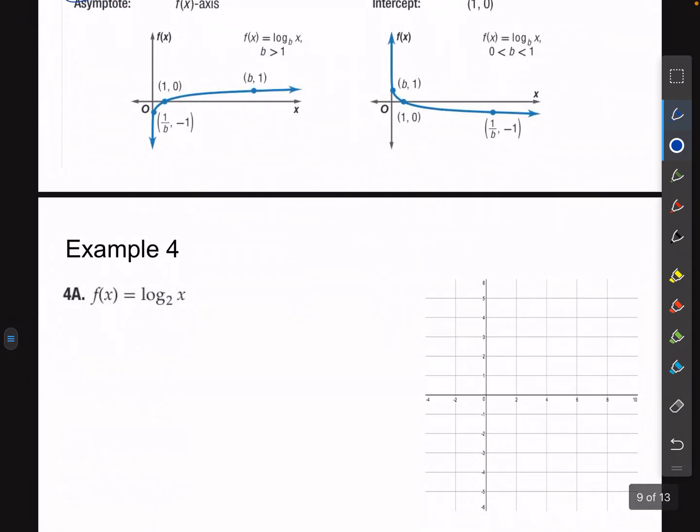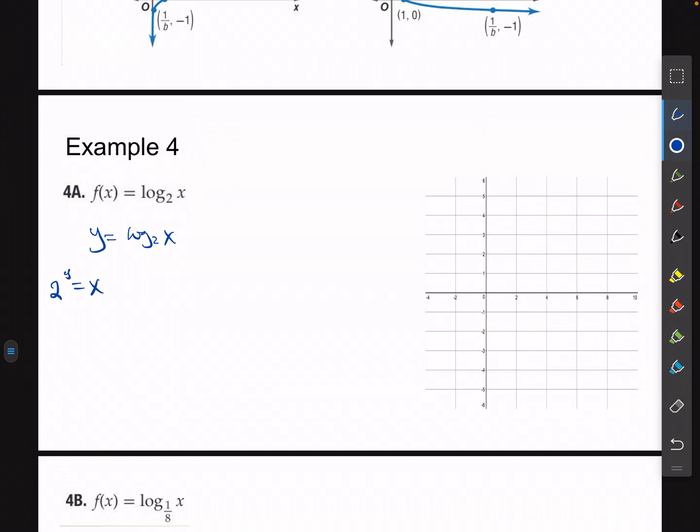So let's look at this. If we have y is equal to log base 2 of x, you can think of this in two ways. You can say that this is like 2 to the y is equal to x, so write it in exponential form. And then what I would encourage you to do if you're graphing these, which is what you're doing in example 4, is just choose y values. Choose these guys. So let's do that.